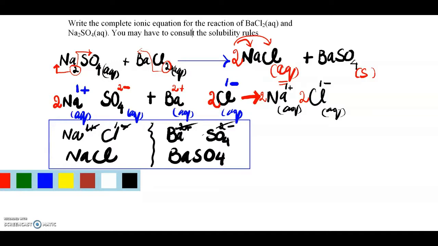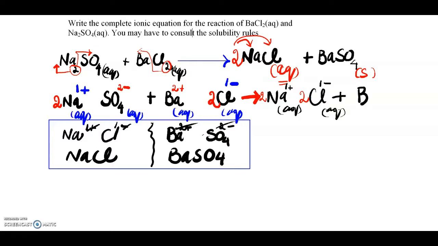In writing an ionic equation, the one which is solid, liquid or gas is written as it is, like barium sulfate, which is in solid form. So we will write it in solid form, not in the form of ions.